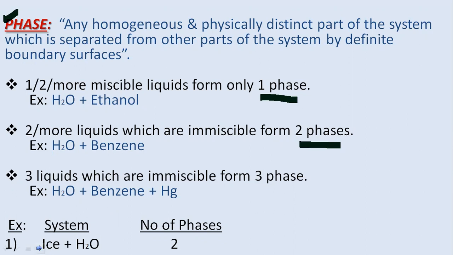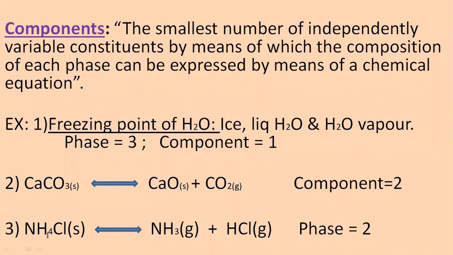Now we'll move to the next term, which is called the component. Component is defined as the smallest number of independently variable constituents by means of which the composition of each phase can be expressed by means of a chemical equation. In simple words, component basically deals with the chemical composition.